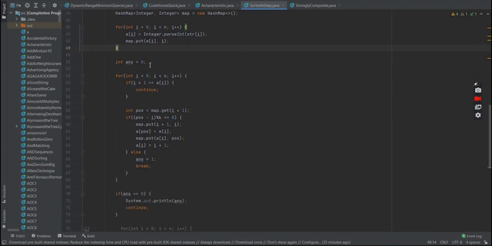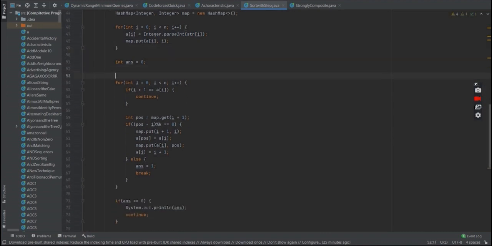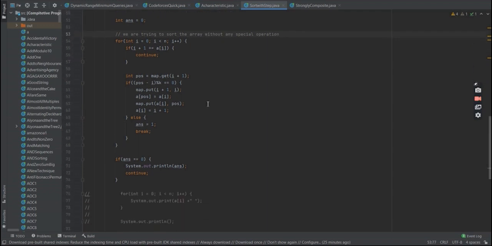Initially the answer will be 0, and in this for loop we are trying to sort the array. You do not want to minimize the answer, because the problem doesn't mention anything about minimization, so you can use as many operations as needed to sort the array. In this for loop we are trying to sort the array without any special operation. This is pretty standard stuff.